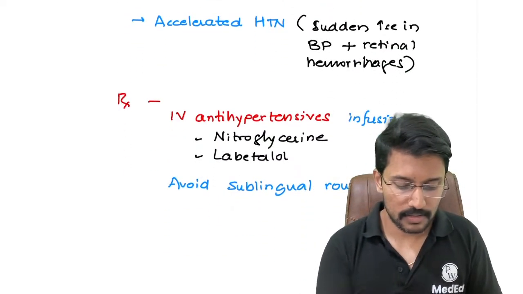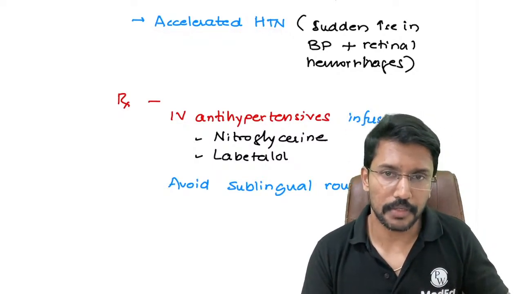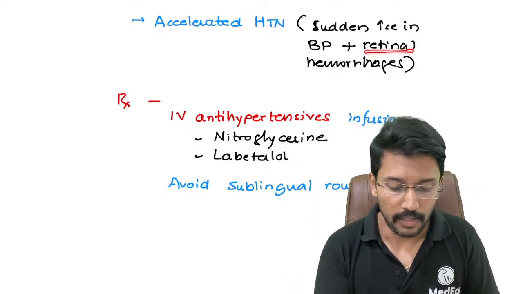Okay, then what is this accelerated hypertension? Accelerated hypertension refers to a condition where the sudden rise in the BP leads to bleeding in the retina, retinal hemorrhages.